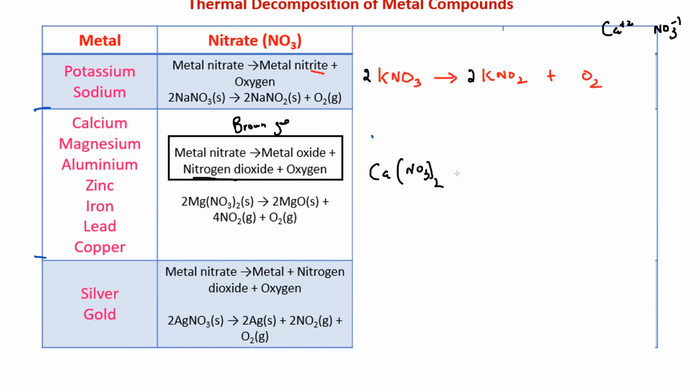So when we supply heat energy, calcium nitrate decomposes. What does it form? It will form calcium oxide, because when a metal nitrate from calcium till copper is heated, it will form a metal oxide. So we'll get calcium oxide. That's good. Then nitrogen dioxide. What is the formula for nitrogen dioxide? It is NO2, which is a brown gas, and plus oxygen will be there. So metal oxide plus nitrogen dioxide plus oxygen, and this metal oxide is brown in color.